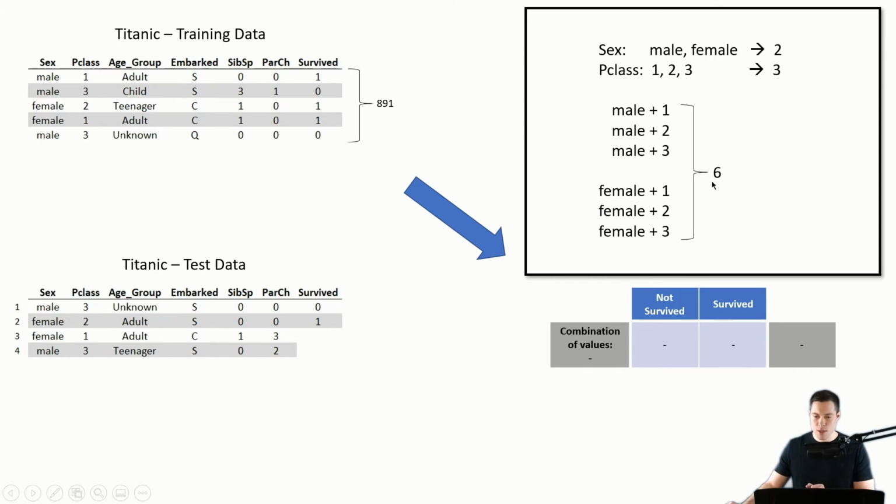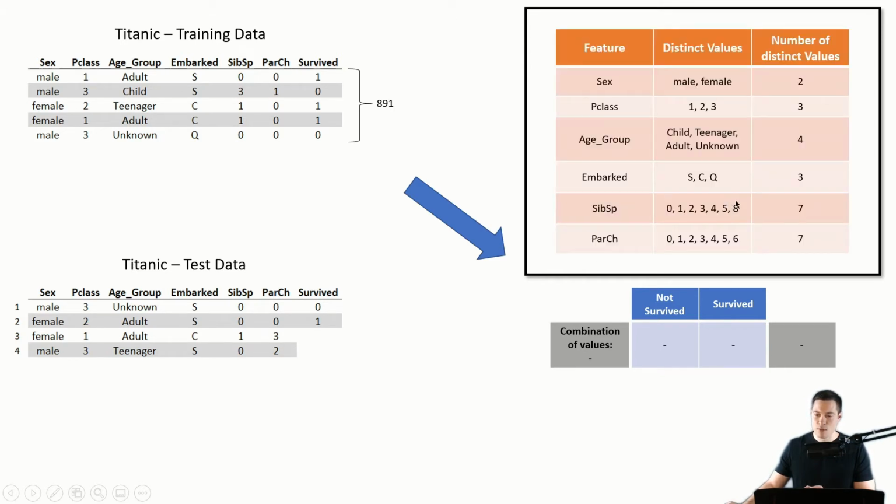possible combinations. Now, to calculate the number of possible combinations for all those features, we need to know how many distinct values each feature has. And here I've created a table for that. As you can see, for sex and passenger class we have 2 and 3, and for age group we have 4 distinct values, embarked 3, and siblings and spouses and parents and children both have 7 distinct values. Now we simply need to multiply those numbers, and if we do that, we can see that we have 3,528 possible combinations that we could create out of all of those features.